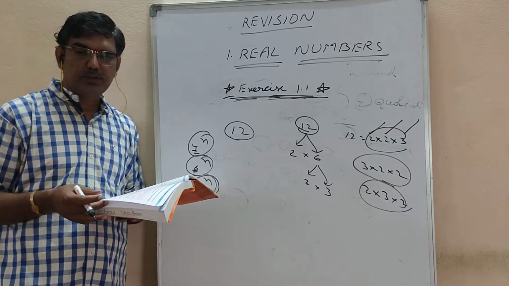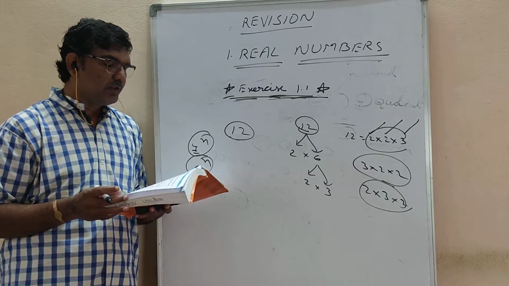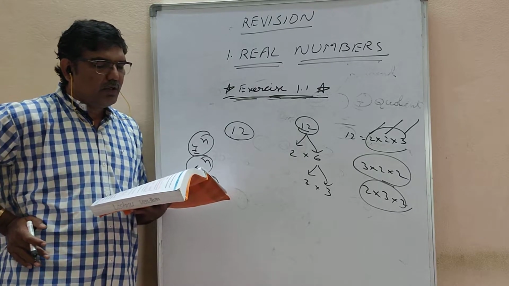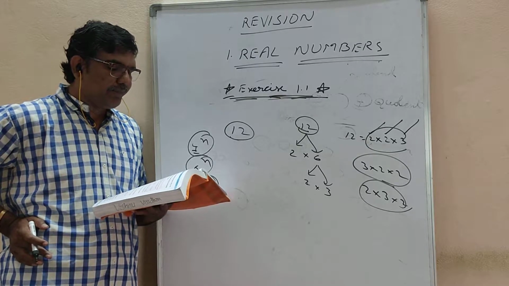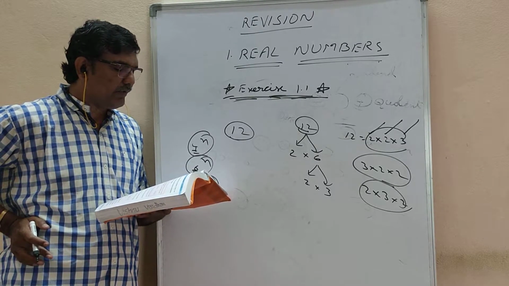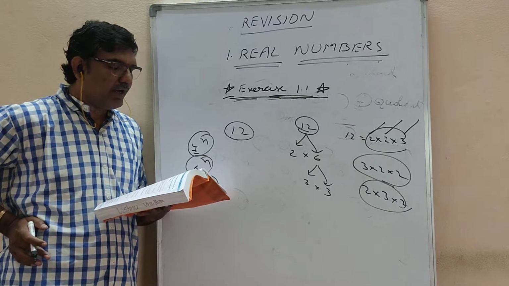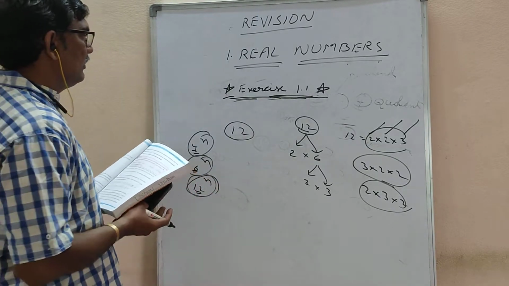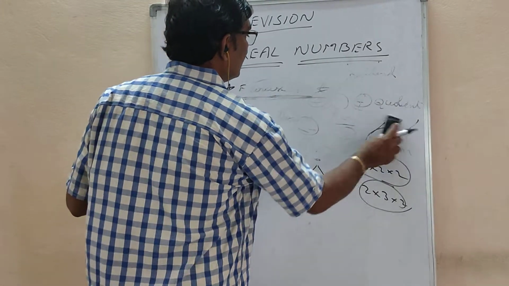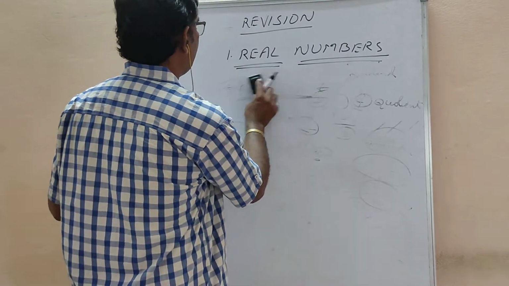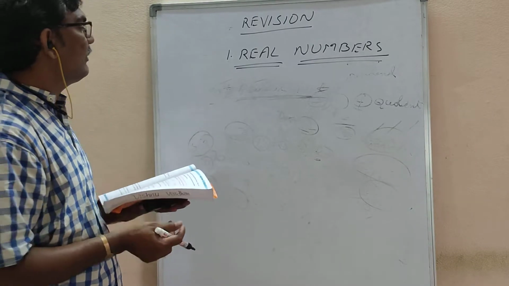theorem 1.3. If you hold a textbook, I will read the statement of this theorem 1.3. It says: let x be a rational number whose decimal form terminates. Then x can be expressed in the form p by q, where p and q are co-primes and the prime factorization of q is of the form 2 power n, 5 power m, where n, m are non-negative integers. So try to understand what this theorem wants to convey to us. This theorem is saying: let x be a rational number whose decimal form terminates.